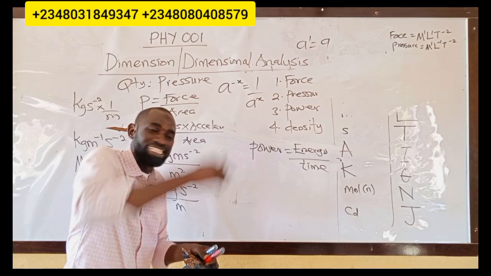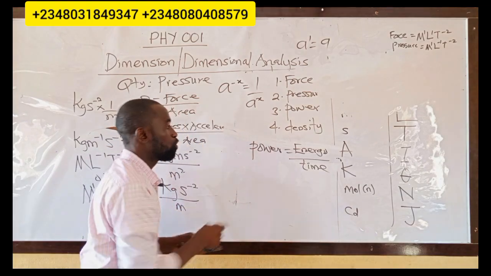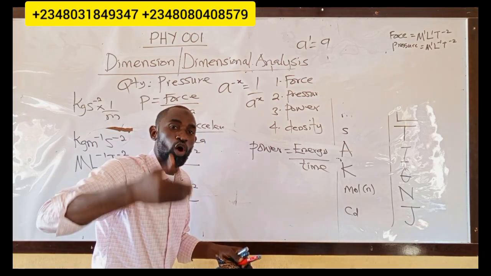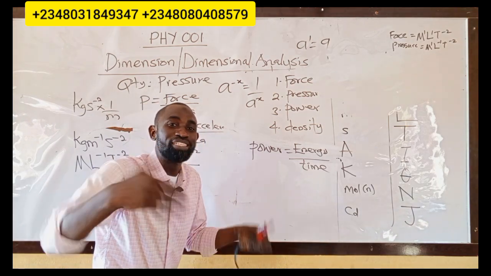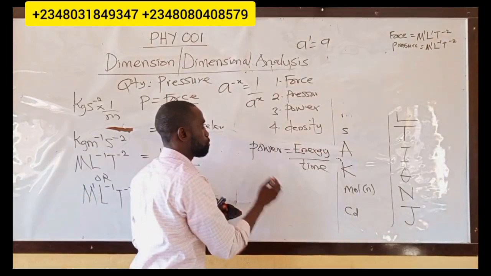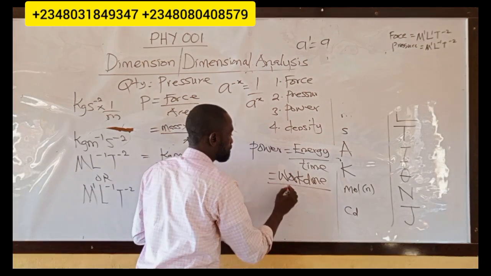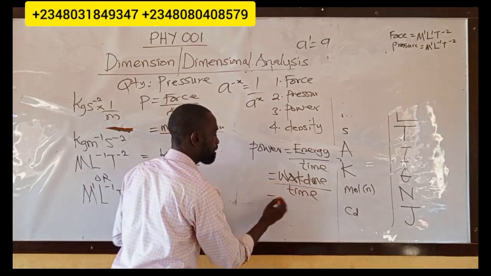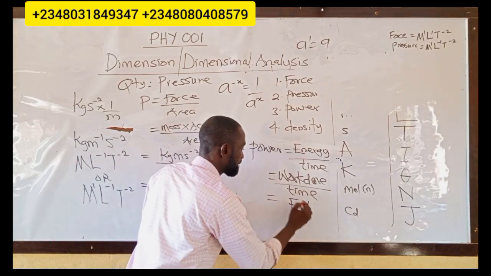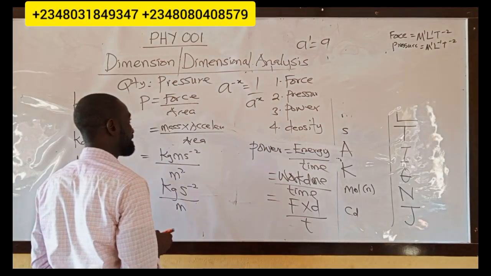Anytime you hear rate, it is all over time. Are you with me now? So what is energy? Energy is the capacity to do work, and work is done when a force moves through a distance. So I further break this down: work done all over time. And work is force times distance, all over time. So we are getting there.